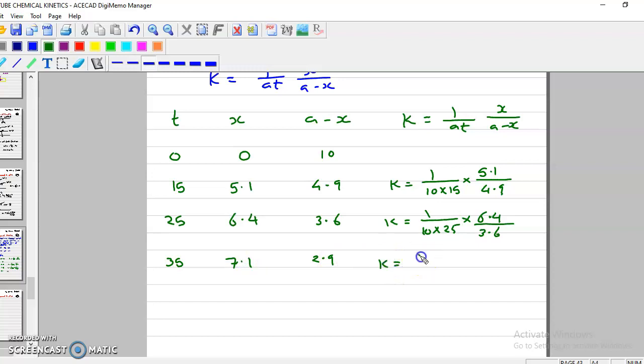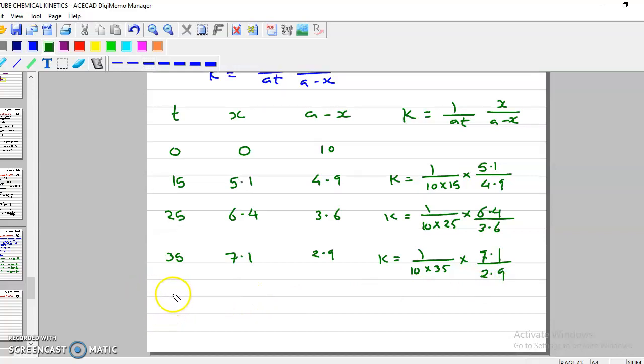So here K is equal to 1 upon 10 into 35 multiplied by 7.1, the x, upon 2.9, the A minus x. Then at 55 minutes, A minus x is 2.1, so x will be 7.9, and K would be 1 upon 10 into 55 multiplied by x, that is 7.9 upon 2.1.